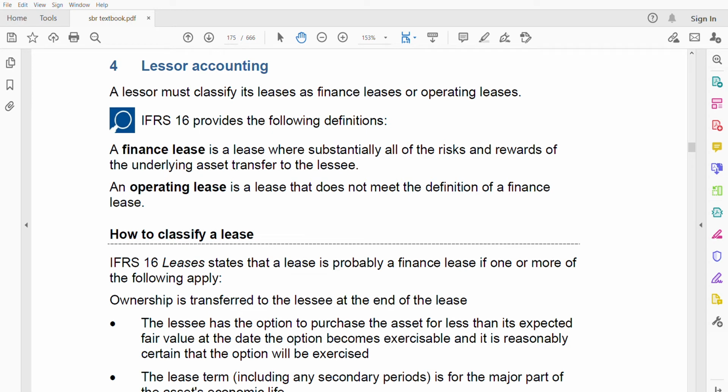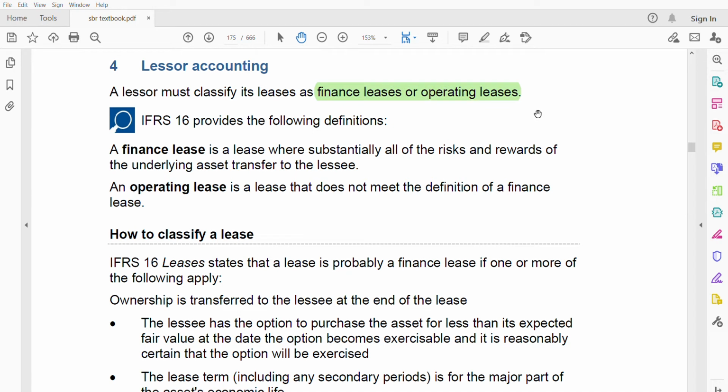So in part 1 we went through lessee accounting, and here we are going to go through lessor accounting and sale and leaseback. A lessor must classify its leases as finance lease or operating lease, right? But in the lessee's accounting, what did we see?